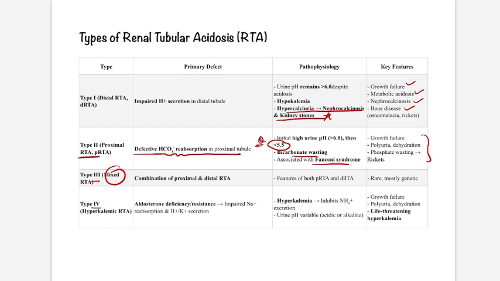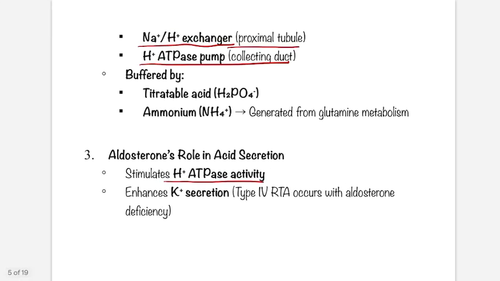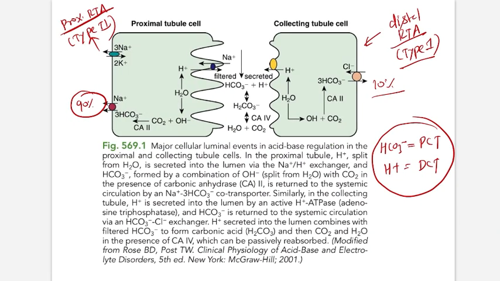Type 4 again is very important, hyperkalemic RTA. Which RTA is hyperkalemic? That is type 4. It is due to aldosterone deficiency or resistance, leading to impaired sodium reabsorption and H plus and K plus secretion. This leads to hyperkalemia and growth retardation, and urinary pH is variable. So this is a beautiful description of RTA types. Just go through this normal urine acidification process once through these slides and go through this diagram once again. This will explain everything about the pathophysiology of renal tubular acidosis.